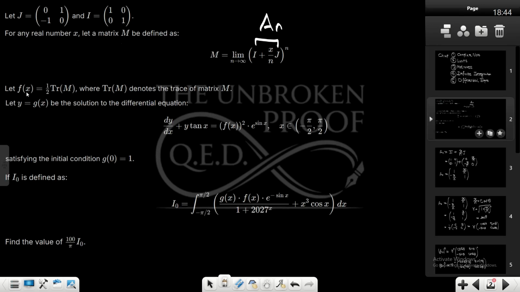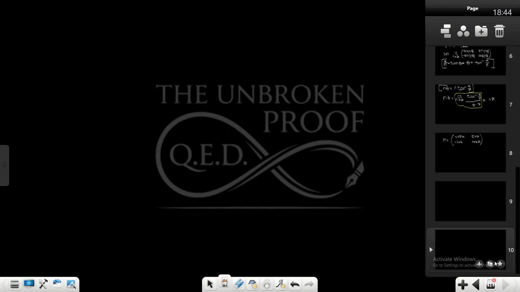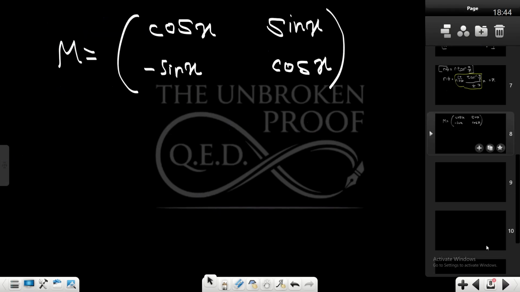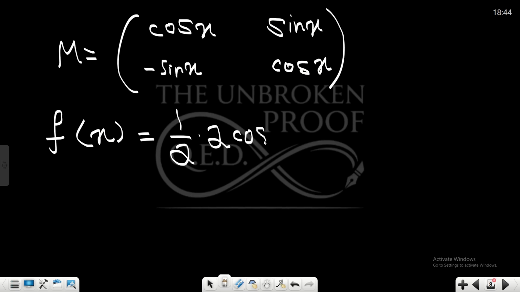Now they are saying f of x is half of trace of M. We know that trace of M is nothing but the sum of the diagonal entries from upper left to lower right. So if I write f of x as half times trace of M, this is going to be half of 2 cos x, which is cos x. So finally your f of x is going to be cos x. This is the second task, which is over.